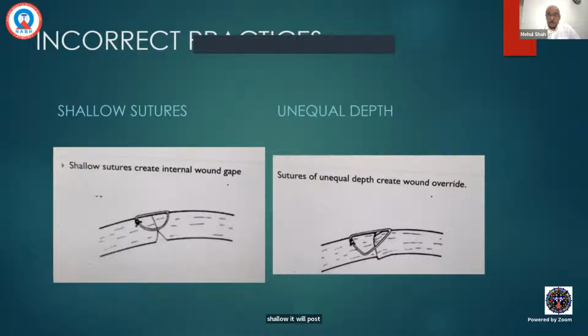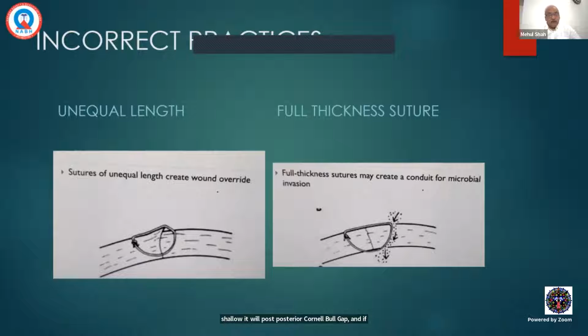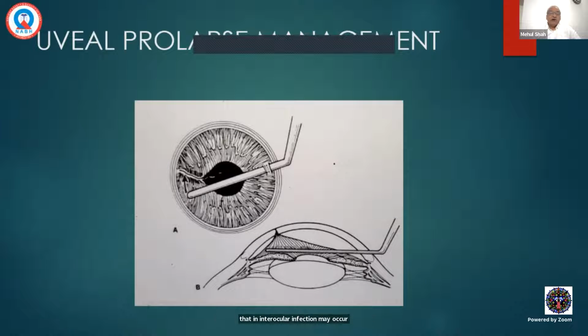And if the suture has unequal depth, it will cause overriding. If the suture passes through unequal length, that also will cause overriding of the cornea. And if the suture is full thickness, it will create a track for infection, and there are chances that intraocular infection may occur following this.